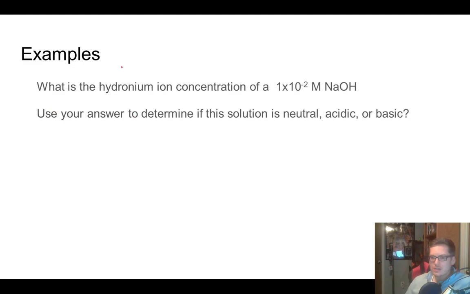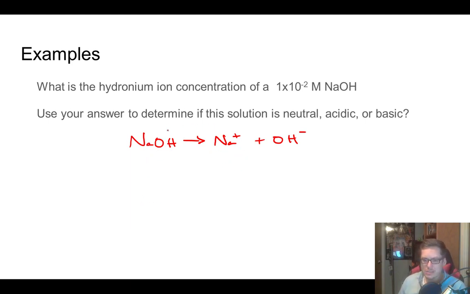It says, what is the hydronium ion concentration of 1 times 10 to the minus 2 molar NaOH? All right, so NaOH is going to form sodium and our hydroxide, and this is a one-to-one relationship. We know this is a strong base, one of our 7 strong. So every 1 sodium hydroxide is going to break up into 1 hydroxide. That means the concentration of our hydroxide is going to be equal to 1 times 10 to the minus 2.